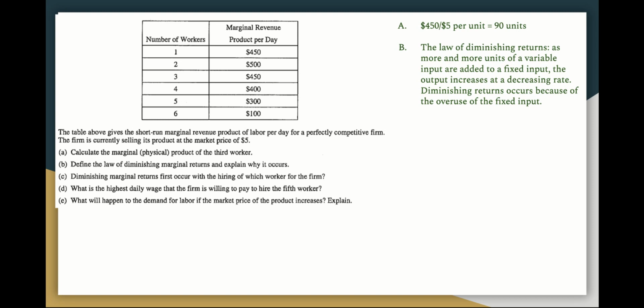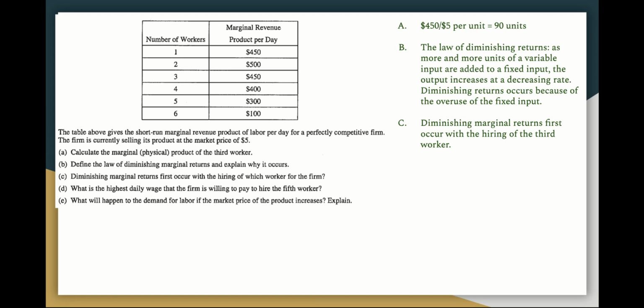Sometimes on the AP exam, they like to ask you, diminishing marginal returns occur with the hiring of which worker? So if we look at this firm, worker number 1 brings in $450. Worker number 2 brings in $500. Good, so that goes up. Lovely. Worker number 3, whoa, we go down to $450 again. That is a decreasing rate. We added a worker, they provided less. The answer to letter C, diminishing marginal returns, we first start to see it when we hire the 3rd worker.